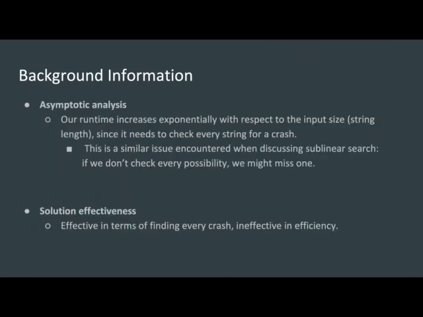When we make an asymptotic analysis of our proposed solution, we observe that the runtime increases exponentially with respect to the input size, which is actually the length of the injected string. The reason is that to detect a crash, one needs to check every possibility. This is a similar issue encountered when we were discussing sublinear search in Lecture 6. Therefore, even though our fuzzer is very effective in terms of finding a crash, we cannot say the same thing for computation efficiency. Hence, we need to find a solution to reduce the runtime.